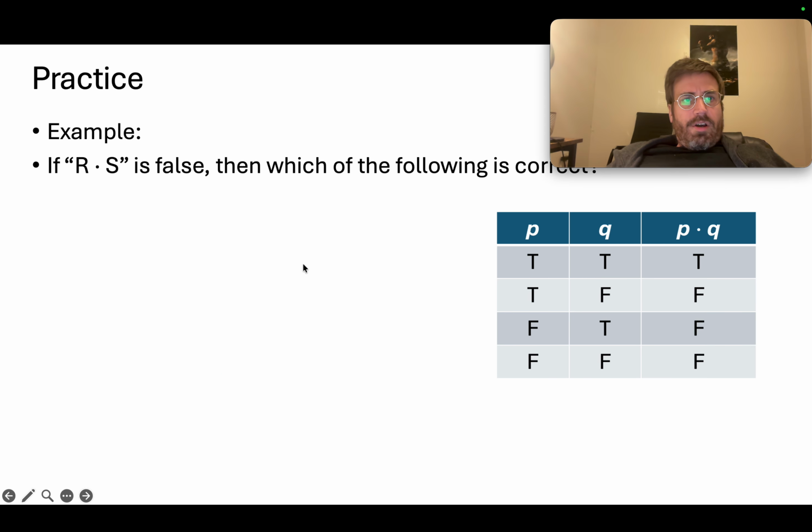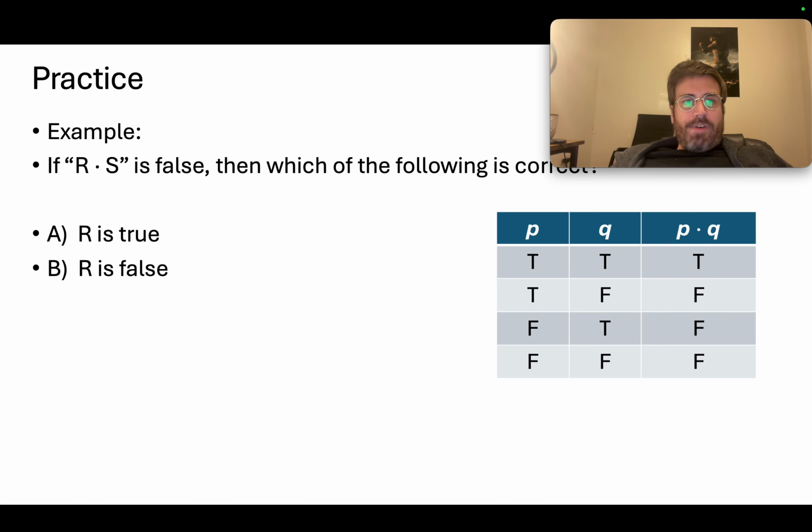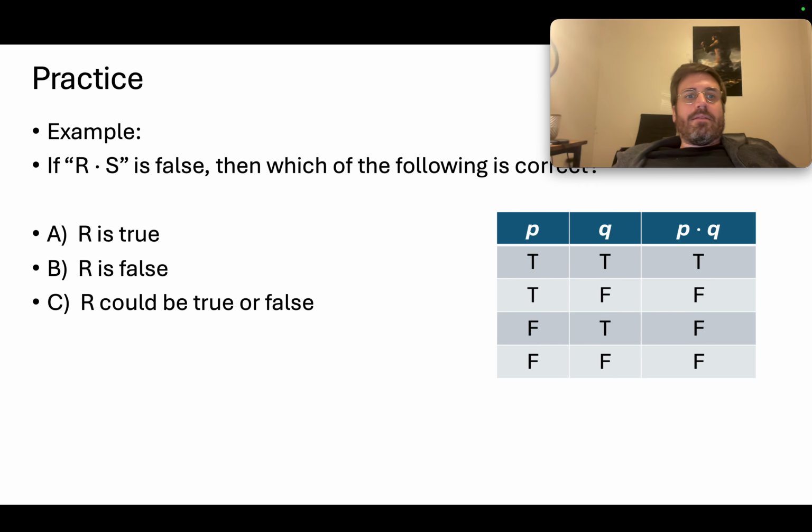Let's have another look. If both R and S is false, then which of the following is correct? So we're dealing with dot, we're dealing with conjunction. A, R is true. B, R is false. C, R could be true or false. Again, if both R and S is false, then which of the following is correct? A, R is true. B, R is false. C, R could be true or false.